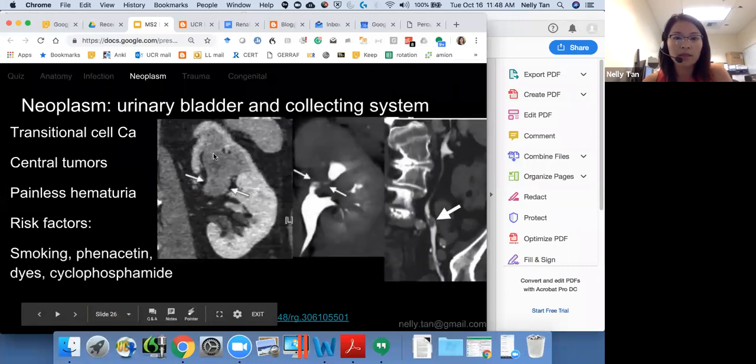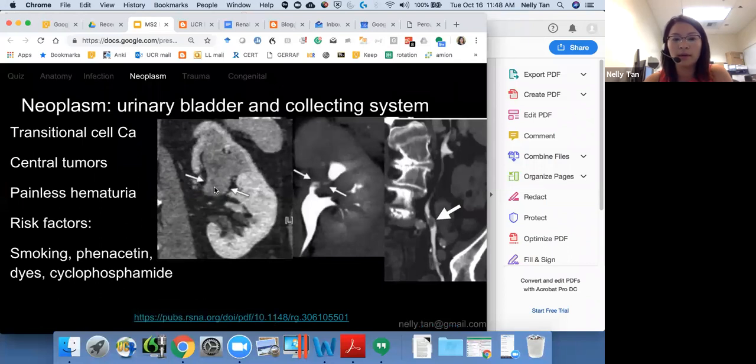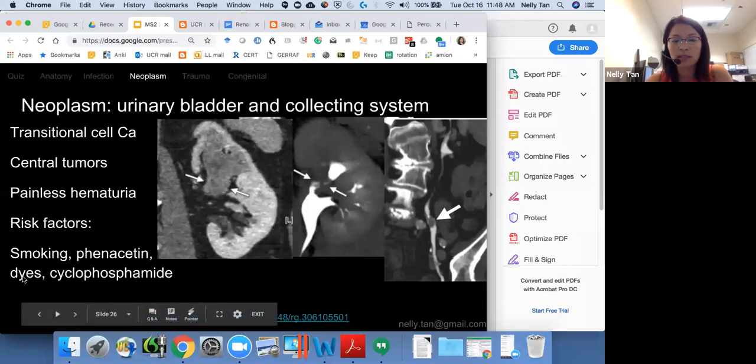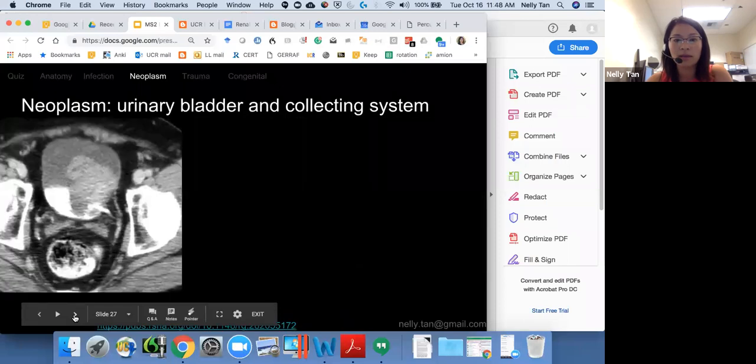So here we have a soft tissue mass in the left upper calyces. This is what we classically see when you see a central tumor. One of the differential diagnoses has to be TCC, transitional cell carcinoma, which is the most common type of urothelial cancer. It can be anywhere along the urothelial lining. So here we see a filling defect in the urogram. Here we see a filling defect in the ureter itself, okay? Risk factors include smoking, phenacetin, dyes, and cyclophosphamide.